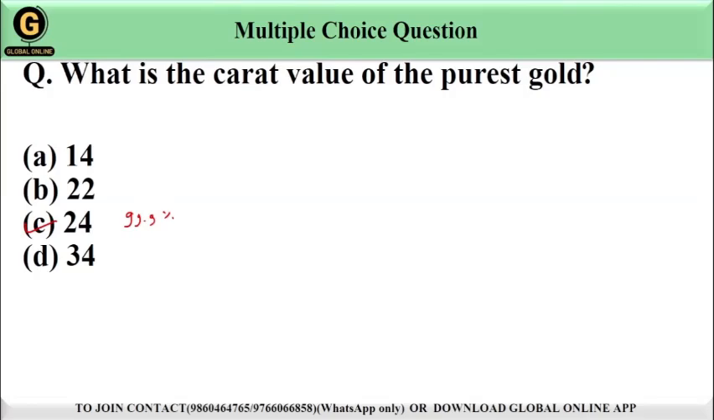22 karat gold is slightly less pure and 14 karat gold has more alloy mixed in it. 34 karat does not apply as a standard for measuring gold purity. So the correct option will be option C, 24. Let's move to the next question.